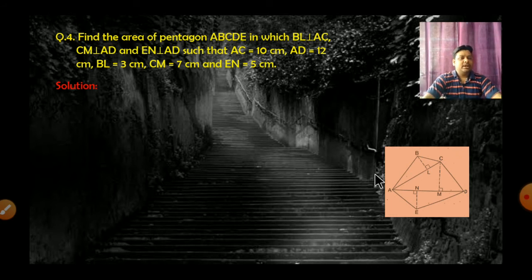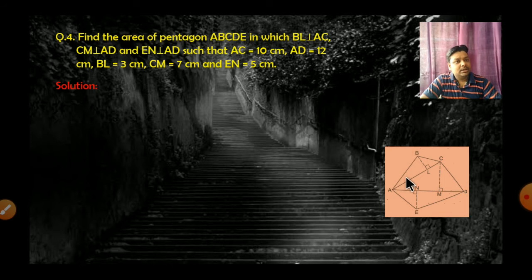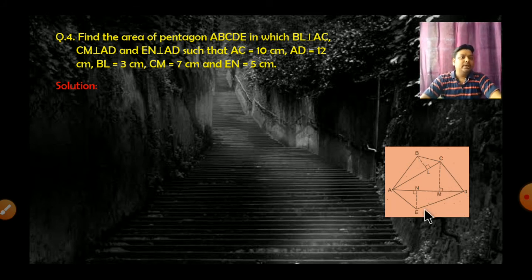Okay students. Now you can see in this figure that it is a pentagon, but some lines are drawn in between the pentagon. And these lines divide the whole pentagon into 3 right angle triangles. Why right angle triangles? Because it is a base and a perpendicular line on it, again base and perpendicular line on it, again base and perpendicular line on it. So we can say that all three are right angle triangles.